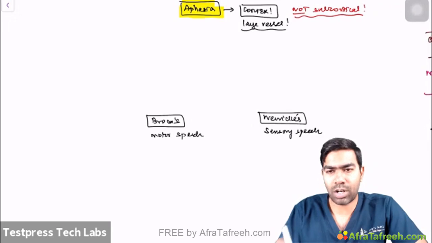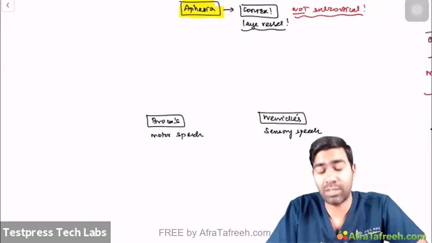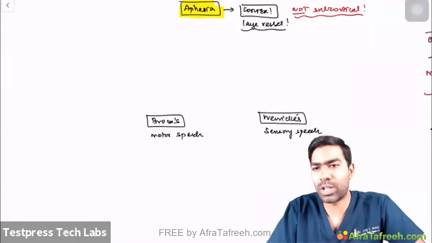Nilash is asking, will a motor cortex lesion result in dysarthria? Yes, of course, they will result in dysarthria only. They will not result in aphasia. Aphasia means you need to produce lesions in typical language promoting centers like Broca's area or Wernicke's. Then only you will get aphasia. Otherwise, you will get dysarthria only.